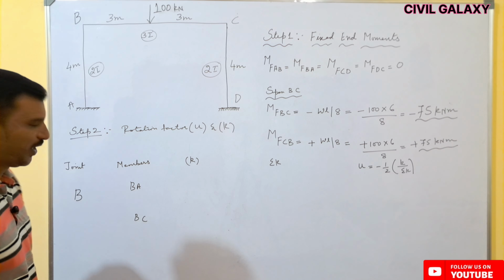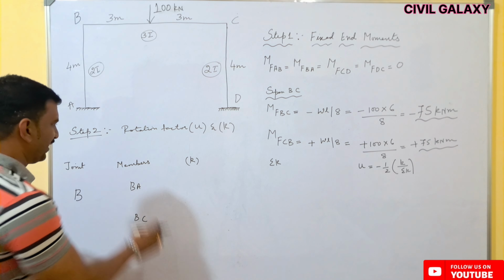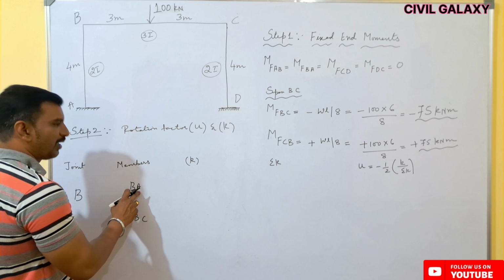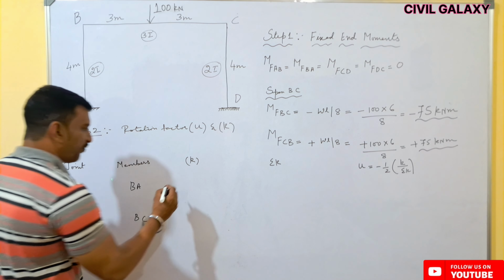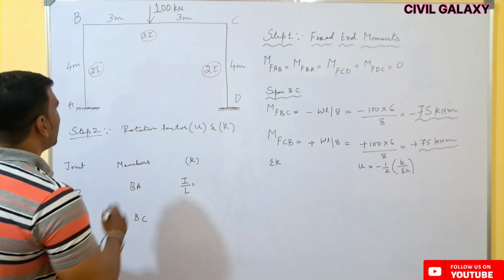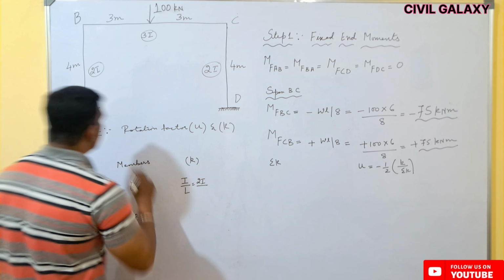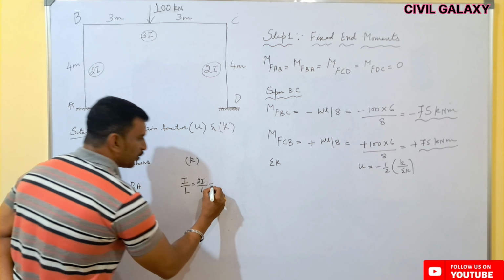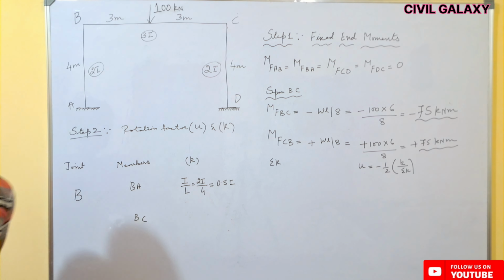Whenever we want to find the stiffness, we know that we have to consider the far end conditions. In this particular member BA, B is the near end and A is the far end, and since A, the far end, is fixed here, the stiffness is equal to I upon L. Since I is already given here, which is 2I, upon the total length here, 4 meters, it will be equal to 0.5 I.